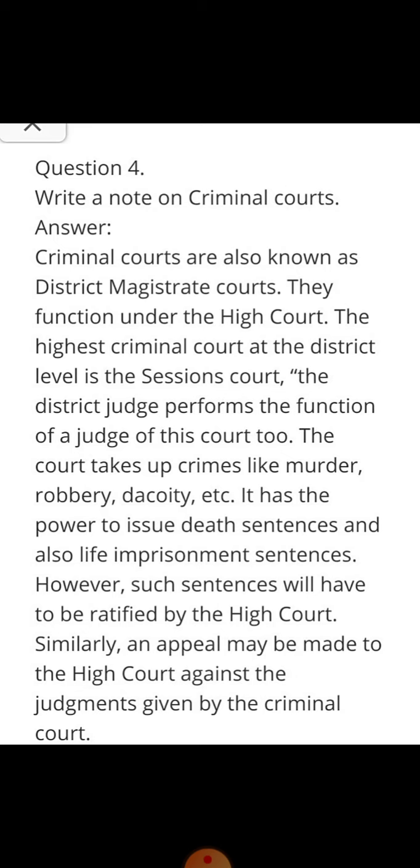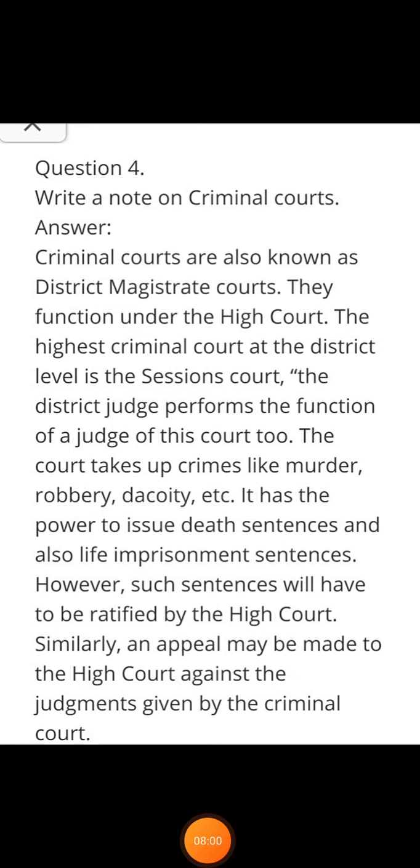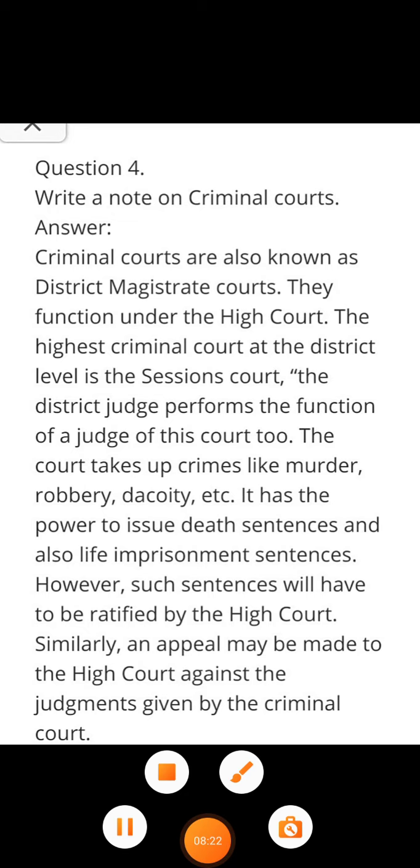If a person feels that whatever decision has been given by the criminal court is not in his favor or is an injustice, then he can file an appeal to the high court against the judgment given by the criminal court. Okay children. So this was all about the important courts, their functions, their structures.